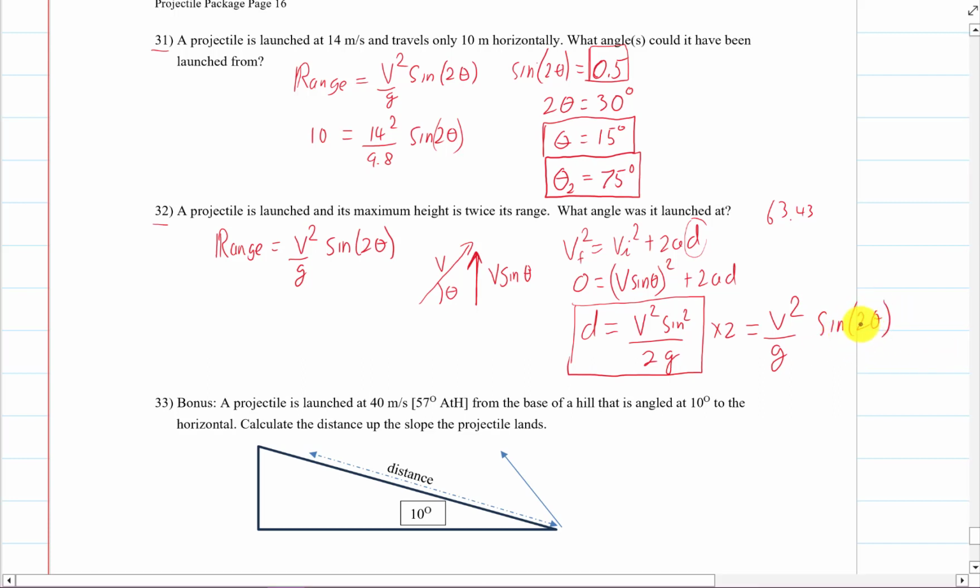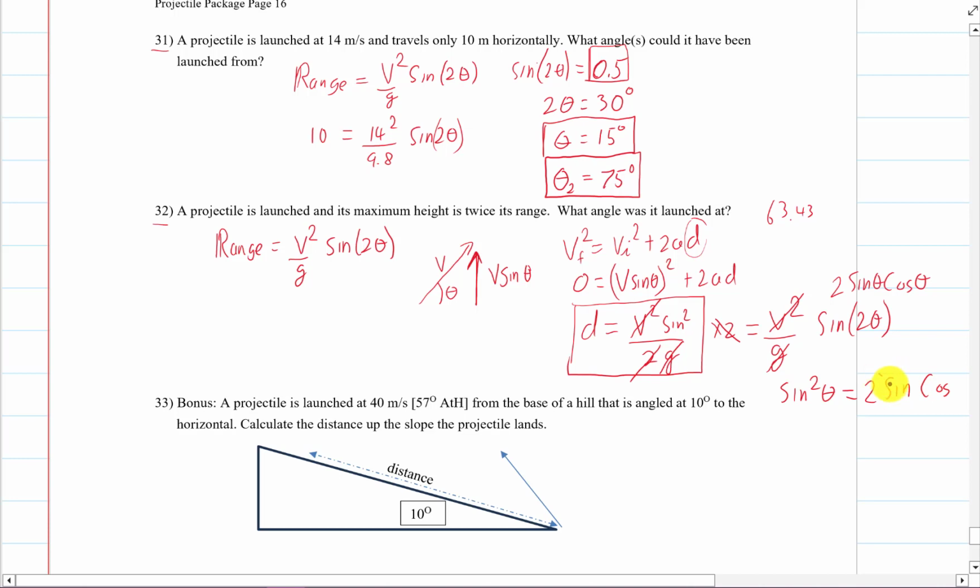Okay, but remember the sine of 2 theta was 2 times the sine of theta times the cosine of theta. That's how we developed it. So v squared and g cancels out. It didn't matter. The 2 here cancels out with the 2 here. So we get sine squared theta is equal to 2 times sine cosine.